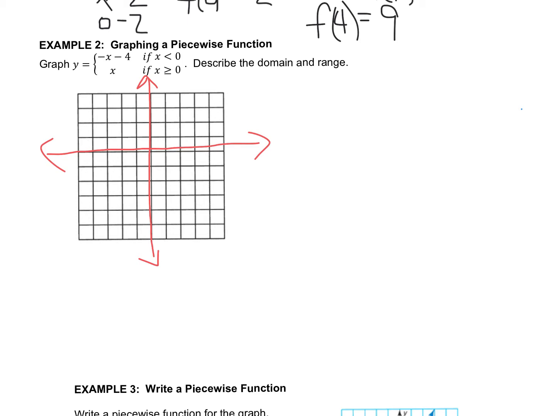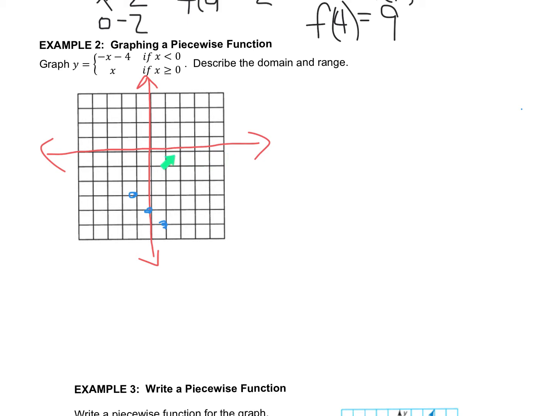So let's first look at the -x minus 4. So -x minus 4, we know that the y-intercept is the -4. And we know our slope would be down 1, forward 1, or up 1 and backwards 1. So normally we would draw a line that would go all the way through here. But now notice my domain. My domain says that this is only active when we are less than 0 on the x.